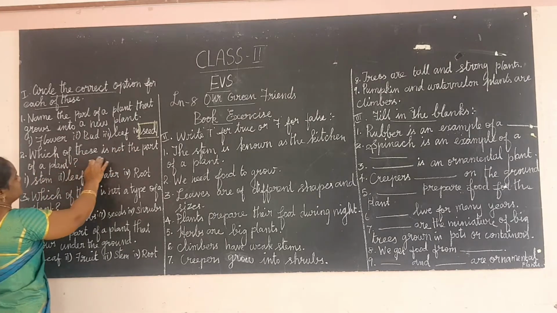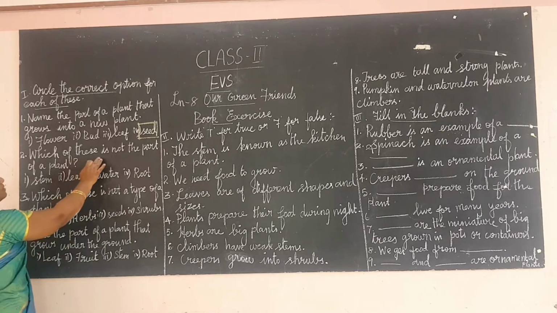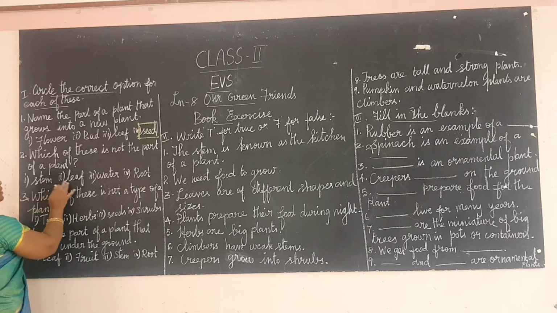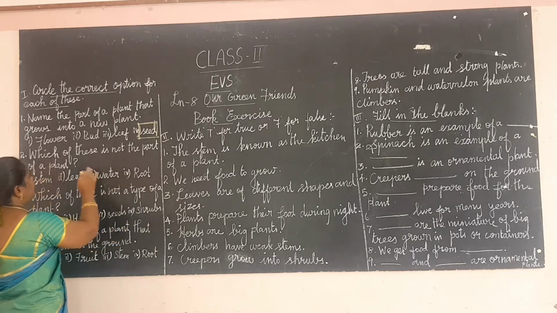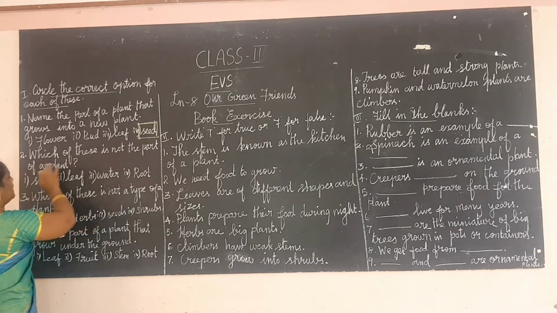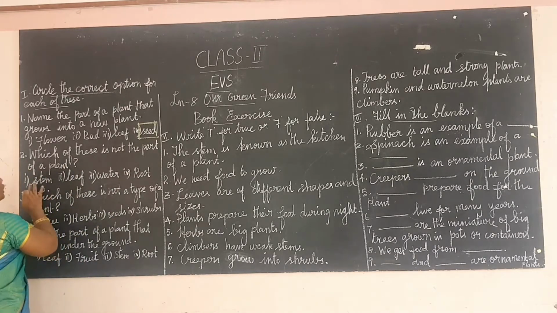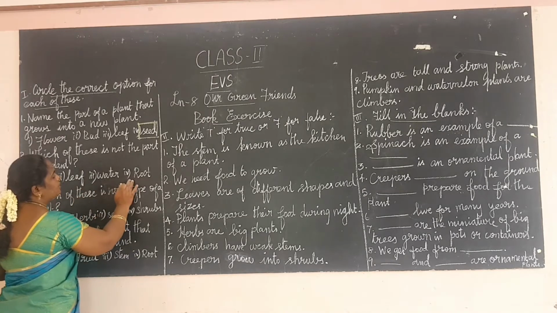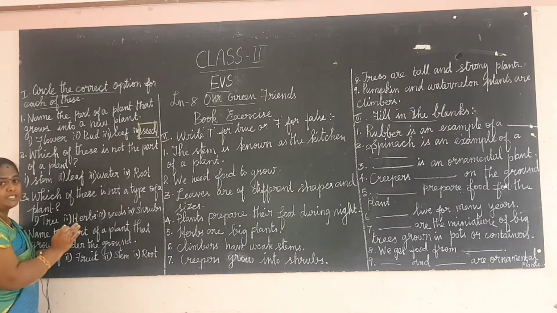Second question. Which of these is not a part of a plant? Option 1, stem. Option 2, leaf. Option 3, water. Option 4, root. Here your question is which of these is not a part of a plant. It is asking which one is not a part of a plant. So which one is not a part of the plant in these options?